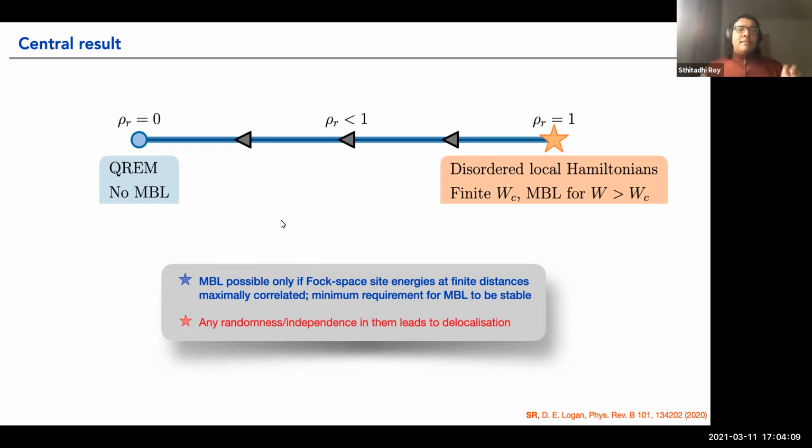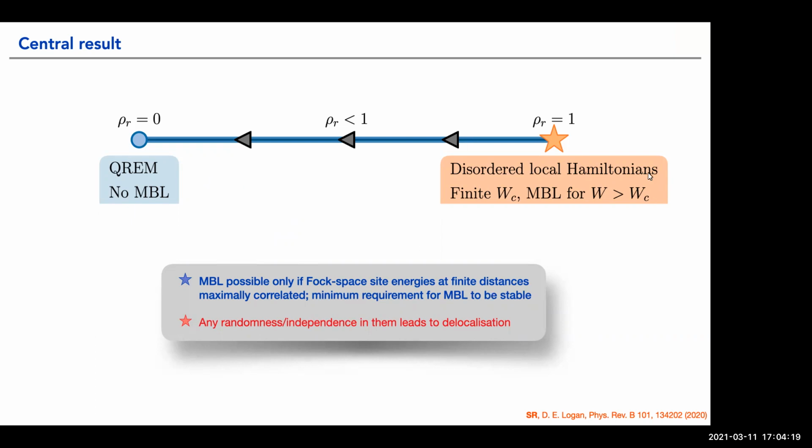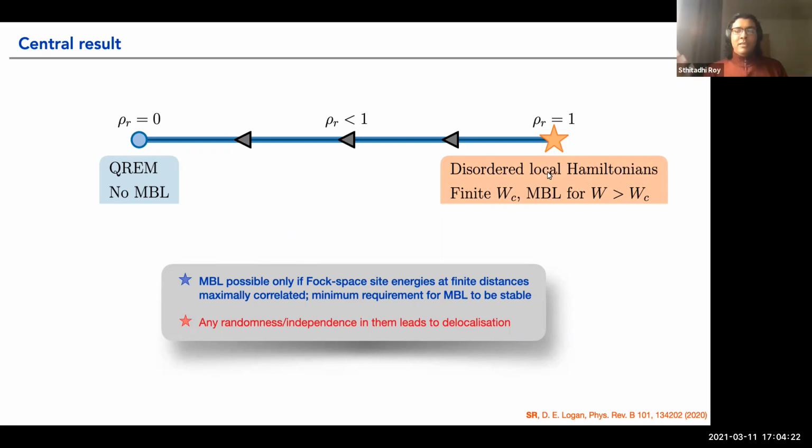Now, this actually seems like a very counterintuitive result because on the face of it, the quantum random energy model is more random, it's more disordered, whereas these disordered local Hamiltonians have this correlation in the disorder, which means that if I make the system size larger and larger, then the Fock-space site energies in a small volume around some site become more and more uniform. So this sounds like a situation where the disordered local Hamiltonian should not have an MBL phase, whereas the random energy model should, but it's the other way around.